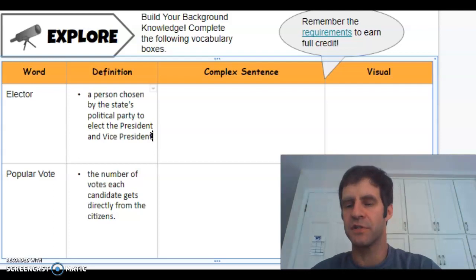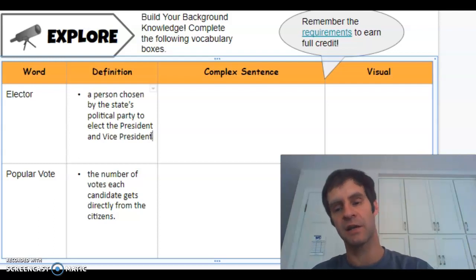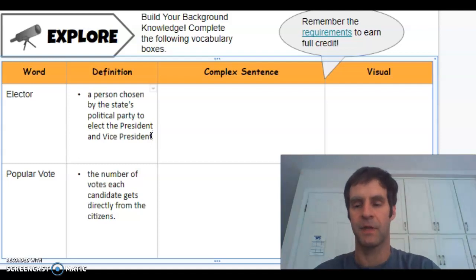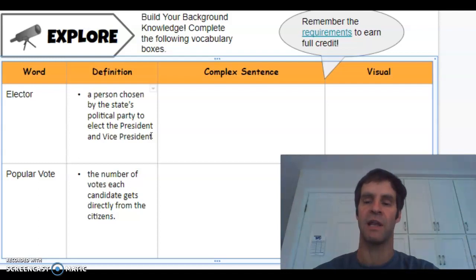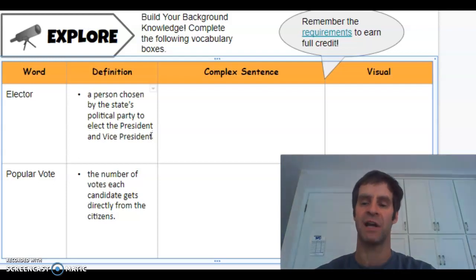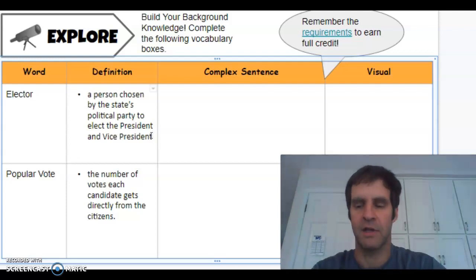So all the citizens go to vote for the president in November on election day. The electors will then meet a month later in December, and they will cast the official vote for the president and vice president. Maybe that helps you to remember the electors elect the president. So you got the word elect inside of the word elector.